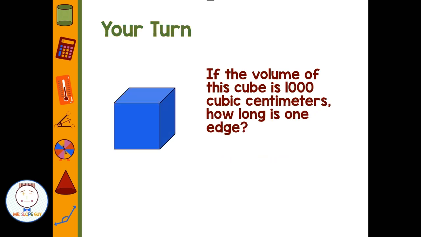All right, you guys try this one on your own. Pause the video here, come back and check and see how you did. If the volume of the cube is 1,000 cubic centimeters, how long is one edge? Each edge is 10 centimeters.